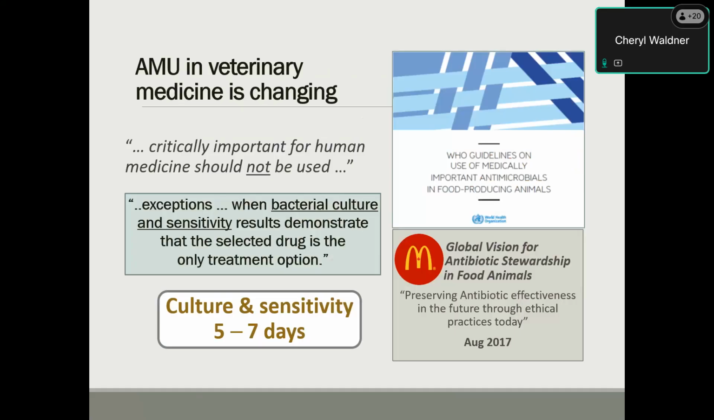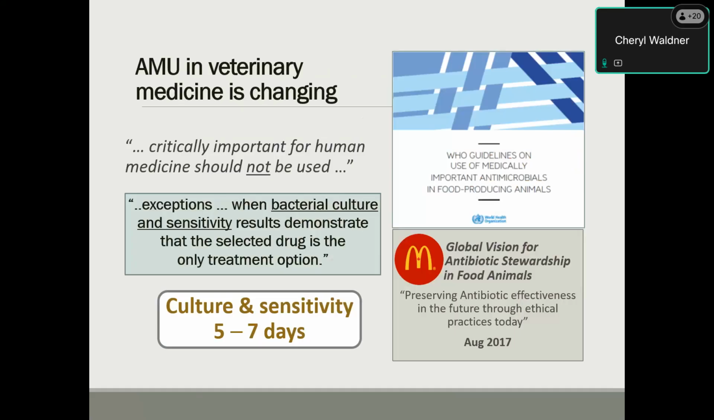The problem is culture and sensitivity takes 5 to 7 days, especially when we're shipping samples from the field. It's not like we go to the lab and we grab a sample and that gets analyzed the same day. That sample gets collected and then it needs to get shipped to the lab. So there's at least 24 hours, usually 48 hours transport time to get it to the lab. And then the lab has to do its thing and get the results back to the vets.